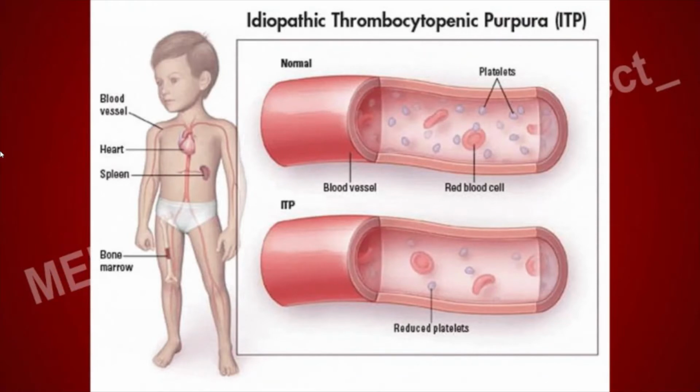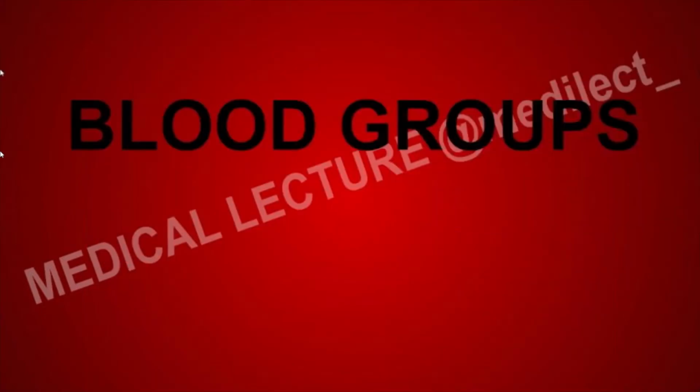Now, this is the idiopathic thrombocytopenic purpura. Now, as the name says, what do you think? This is the clinical condition which occurs because of a decrement in the platelet count in the body. Now, a very important concept, that is the blood grouping system.